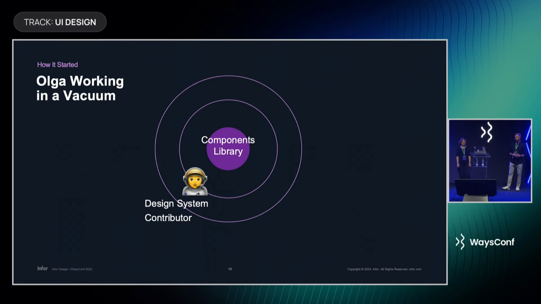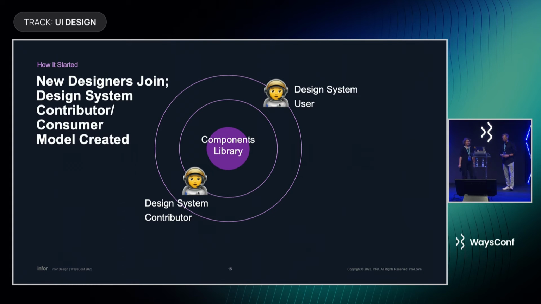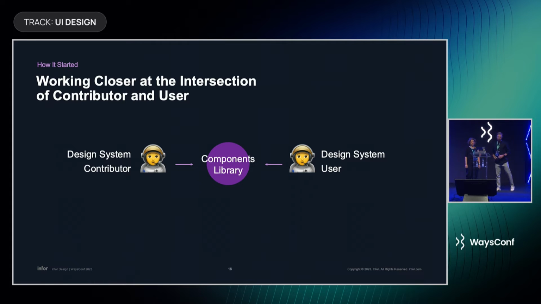So the story begins with Olga, and she used to work with the components library before I joined Infor, and she often found herself isolated, lacking valuable feedback and valuable collaboration that could elevate our design system. As time went on, our team expanded, welcoming new designers. And during this period, the design system consumer and design system contributor model was born. This model encouraged a more collaborative approach where everyone contributed to and benefited from the design system, and where the lines between users and creators blurred, fostering a dynamic exchange of ideas, insights and needs.